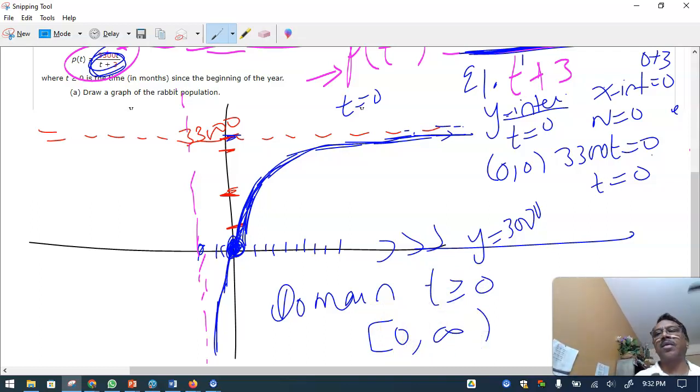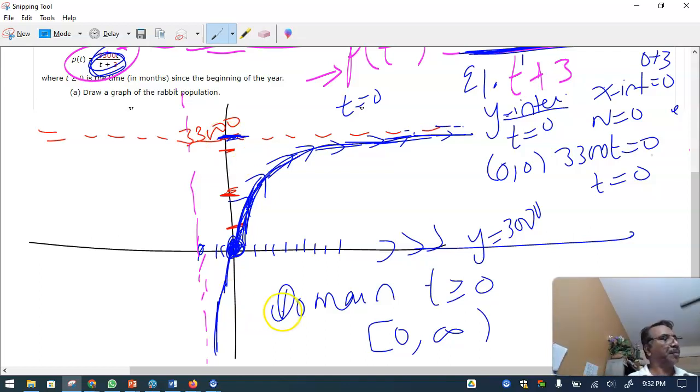Now, there's one question asked: what number does the rabbit population eventually approach? So this population eventually approaches 3,300. That's all you're supposed to write. And that's it. I hope I made sense to you, or you can also put this in the graphing calculator.